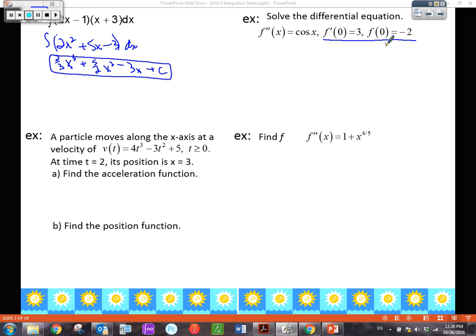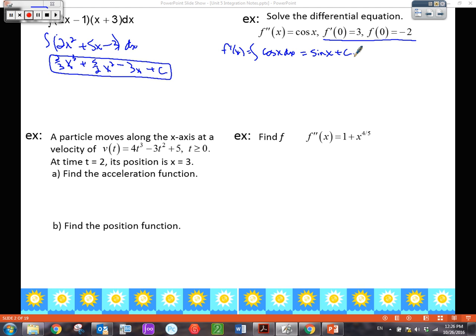So let's start. We know that we need to go to f prime. And f prime is going to be the integral of cosine of x dx. That's what f prime is, right? Because I'm going backwards one. All right, so we think to ourselves, what would we have taken the derivative of to have gotten a positive cosine? It would have been a positive sine, right? So this would be sine x plus c.